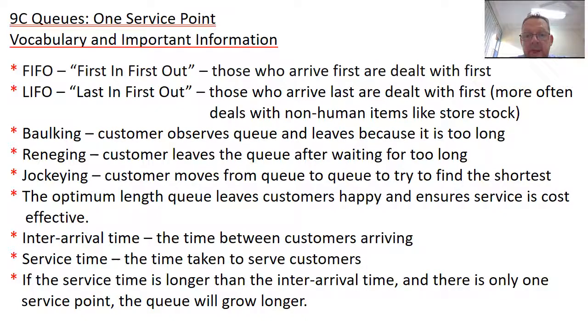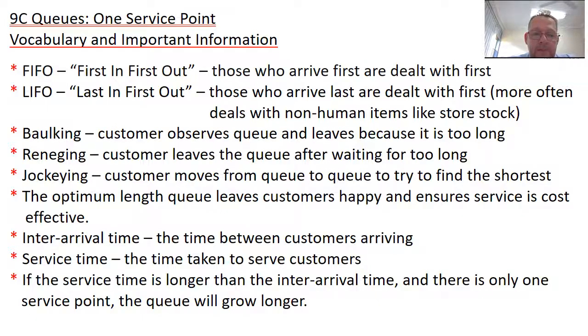That balking is they grab their gear, they look at the supermarket queue, for example, and say, I'm not even going to bother waiting. They leave their trolley and just walk out. Whereas reneging is they actually spend time waiting in the queue, but because the queue is too long, they decide to leave. Now, jockeying is when the customer moves from queue to queue, trying to find the shortest one so they get served in a little bit of a quicker time.